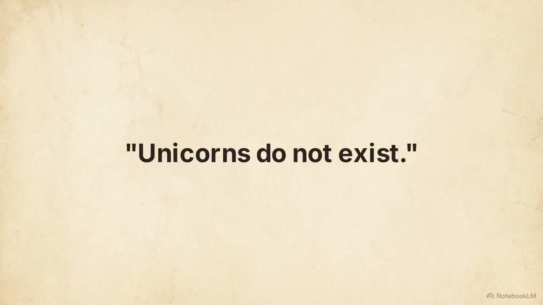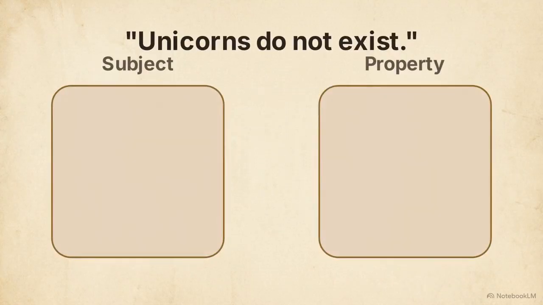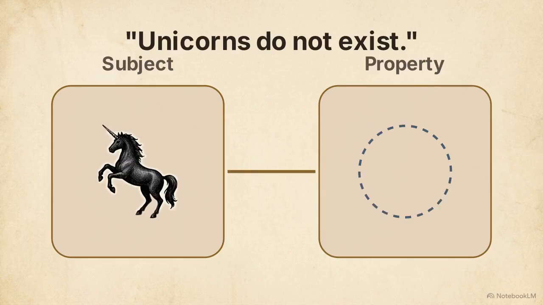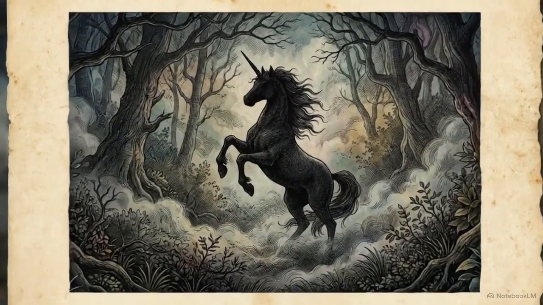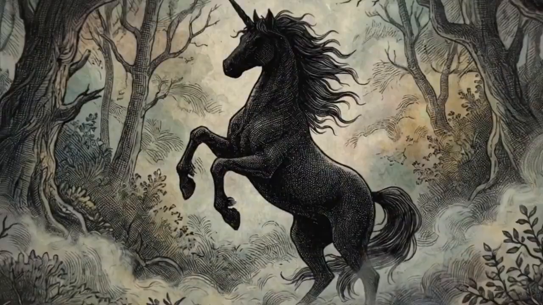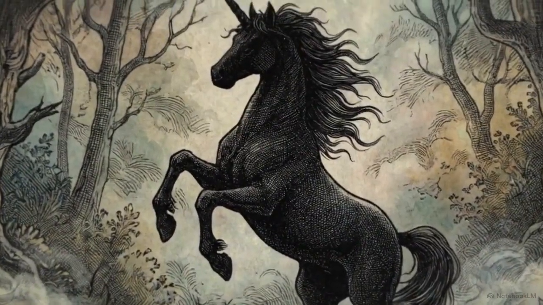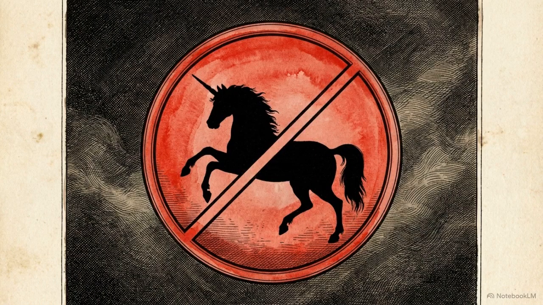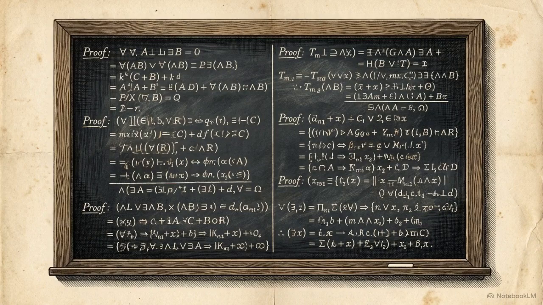Consider this negative existential statement: unicorns do not exist. If we use simple decomposition, unicorns acts as a subject, and non-existence acts as a property. This creates a paradox. For the sentence to be about something, unicorns must have some kind of reality, a shadow realm where they exist, just so we can say they don't. Gottlob Frege solved this through quantificational logic. Quantificational logic is a mathematical system used to determine how many things in a given domain possess a specific property.